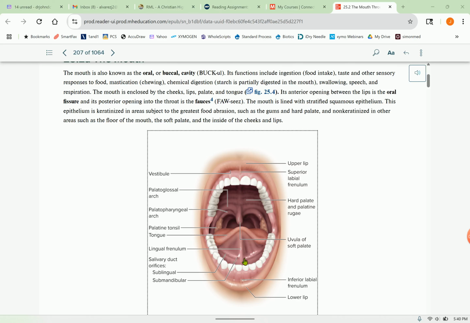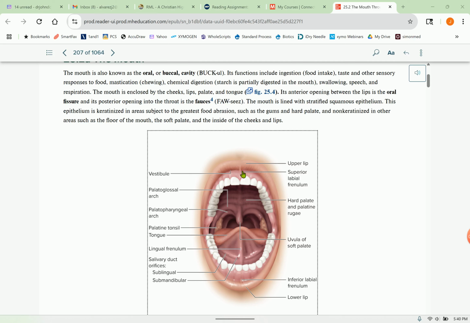Okay, there are holes underneath the tongue. Okay, these are passageways for the saliva ducts. Okay, the sublingual and submandibular. And so the saliva is released to help us with the breakdown of food and to keep the mouth moist. Okay, the hard palate is immediately behind the teeth, and as you work posterior, it turns to the soft palate.